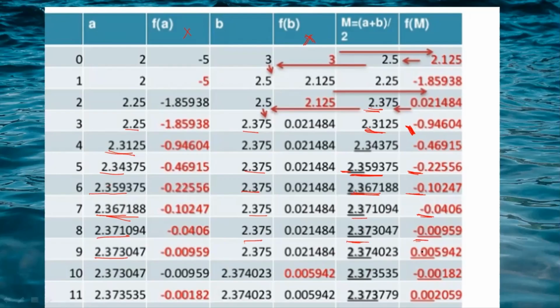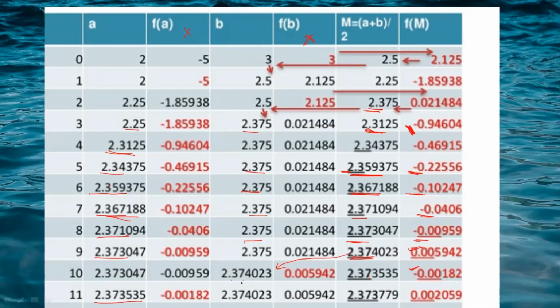Okay, but now you got positive. So this value comes where? It comes to B. Remember, if you substitute this value and get a negative sign, replace it with A. If you get a positive value of the function, then replace with B. So now you got a positive value, so replace with B, 2.374023. Again bisected, 2.37. Again you got negative. Negative means it should be replaced with A. See, 2.373535. And already this is there for positive.